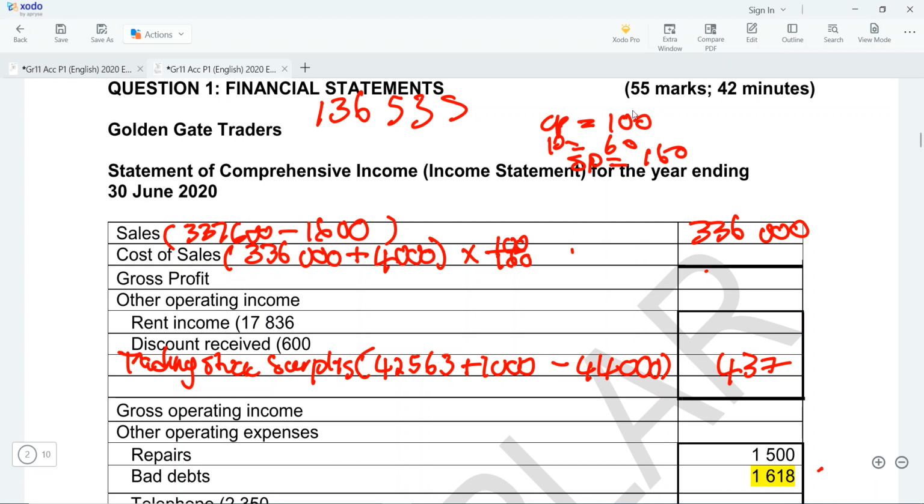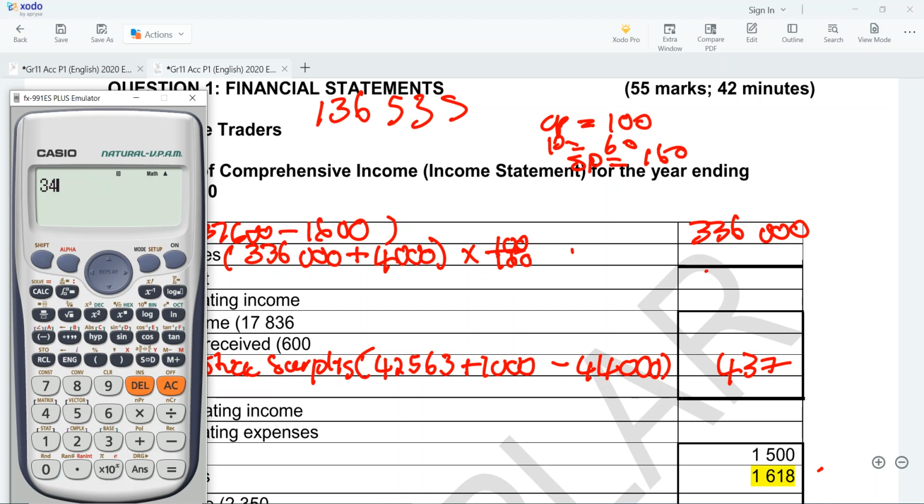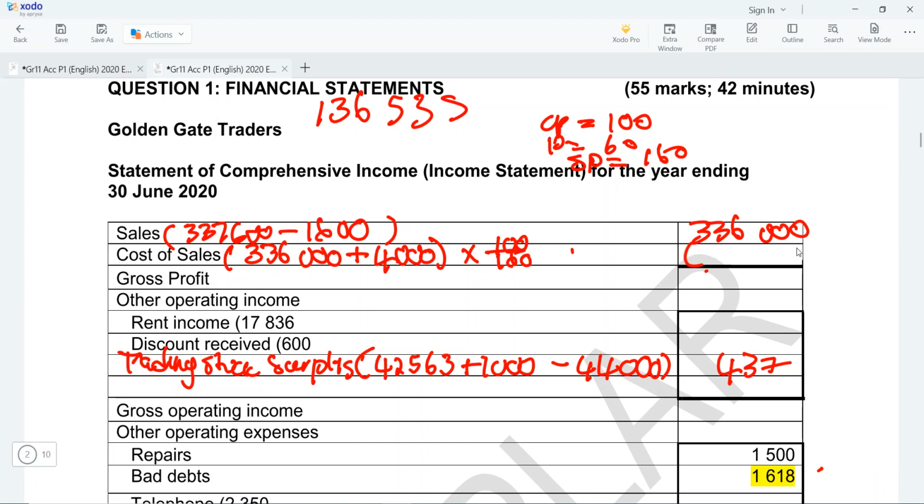So in this way, you have the information. You just want the 100%. So we're going to take this plus this. It will give us 340,000. Okay, so if we say 340,000 multiply by 100 divided by 160, it will give us the actual cost of sales, which is 212,500. And then to get your gross profit, you can simply take your sales and then subtract the cost of sales.